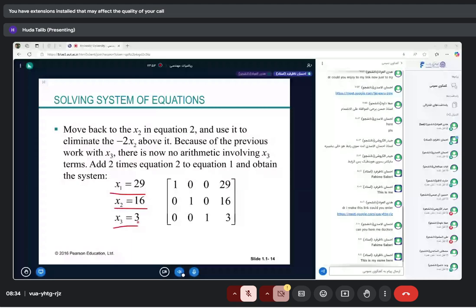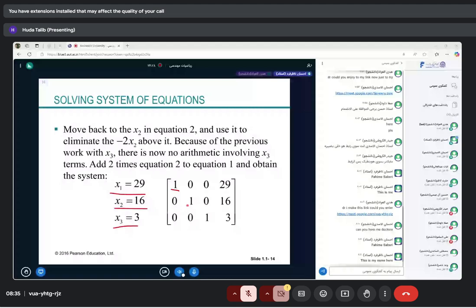Because now this column corresponds to x1, the second corresponds to x2, the third corresponds to x3, and these are the values on the right side of the equal sign. So this becomes x1 equals 29, x2 equals 16, x3 equals 3. This is a strategy that we follow to eliminate all of the irrelevant variables, because here we are just interested in x1, and here in x2, and here in x3.